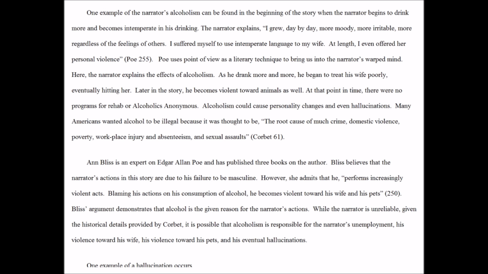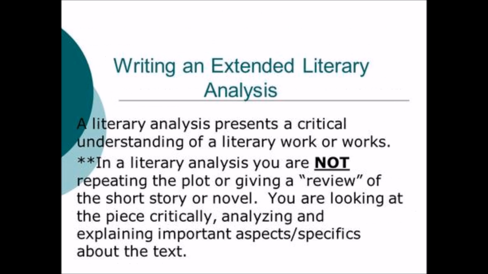So this is how you should structure your literary arguments. You introduce your quotations, you have a quotation from the text, analyze it, use a secondary source to back up your point, and then analyze the secondary source.